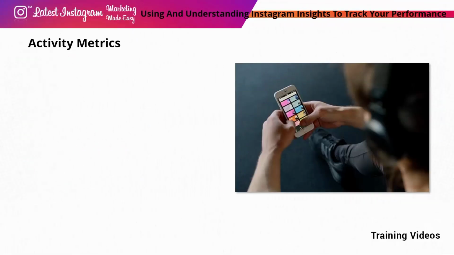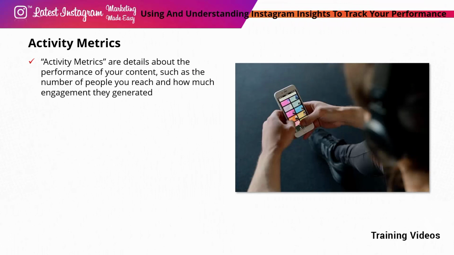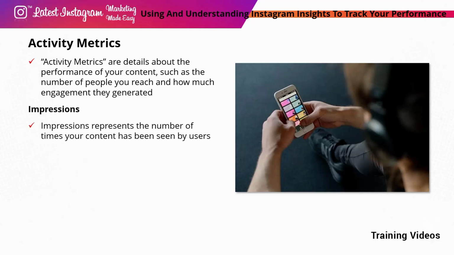Activity metrics. Activity metrics are details about the performance of your content, such as the number of people you reach and how much engagement they generated. The following are the activity metrics you'll find in this section. Impressions. Impressions represents the number of times your content has been seen by users.